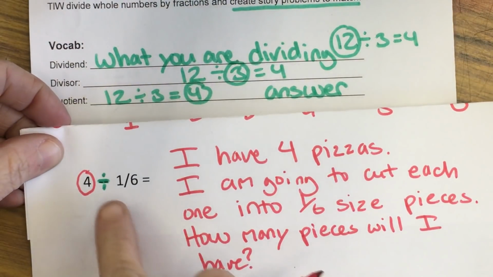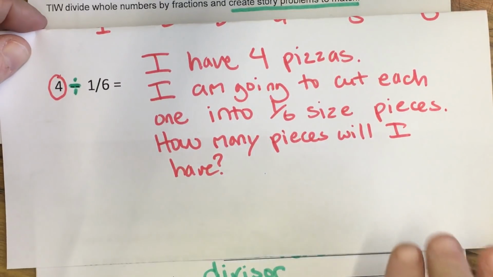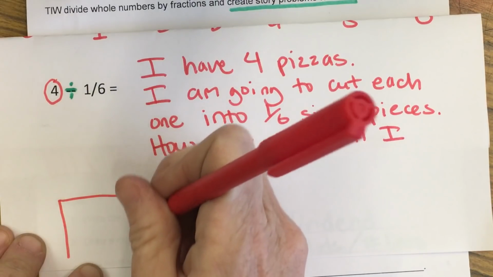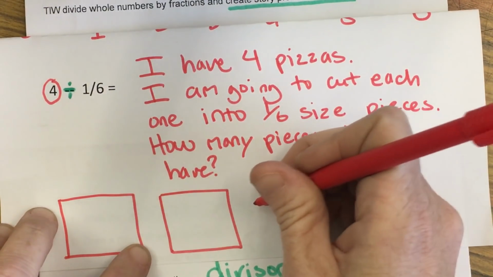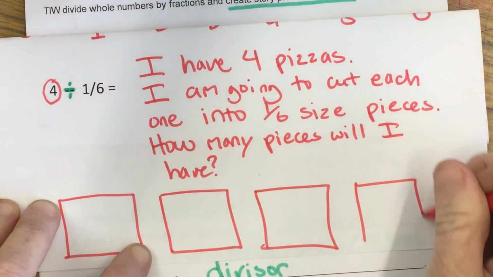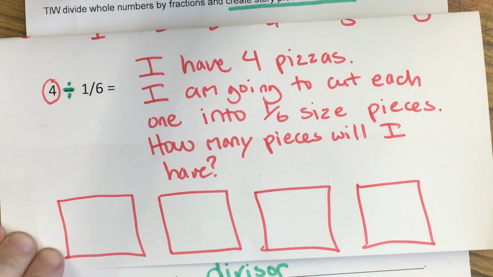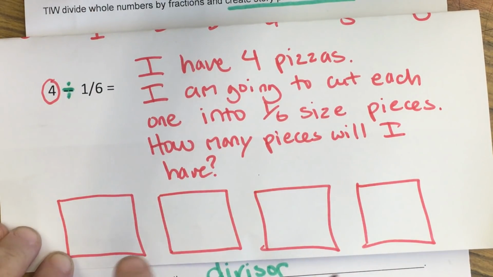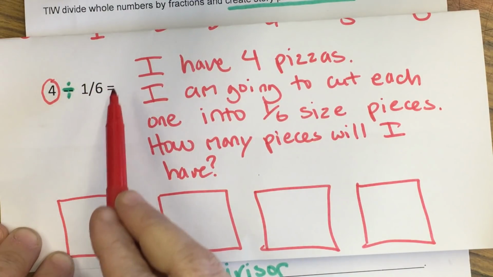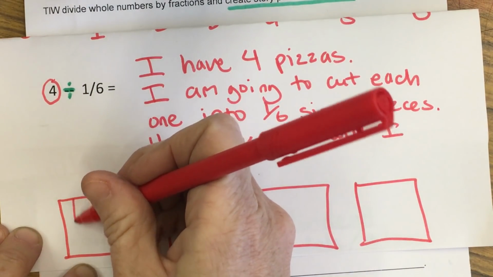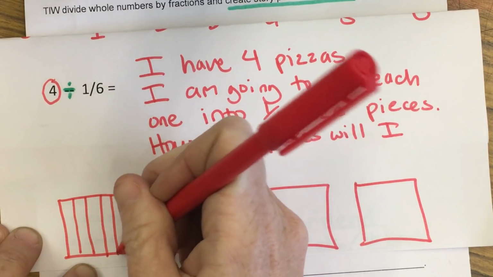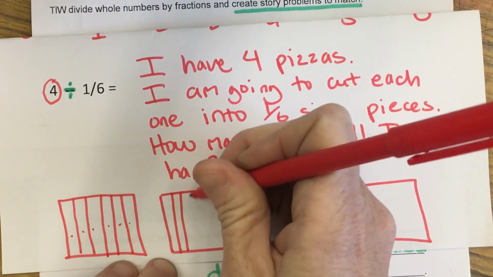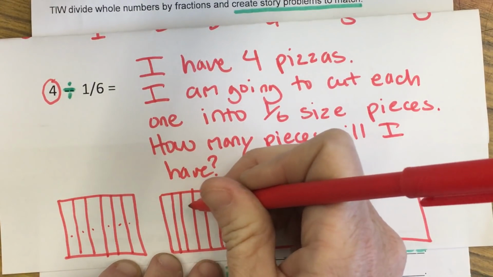Okay, so now let's actually solve it. So my first step is done. I have an expression. My second step says that I need to draw what I have. I think I'll try the area model in this one. Here's my 4 pizzas. And remember, even though pizzas are round, we usually stick with rectangles because it's easier. So I drew my dividend, what I have. Now I'm going to divide it by my divisor. So they're going to be cut into 1/6 size pieces. So 1, 2, 3, 4, 5, 6.